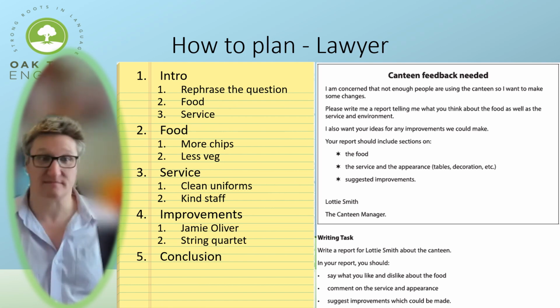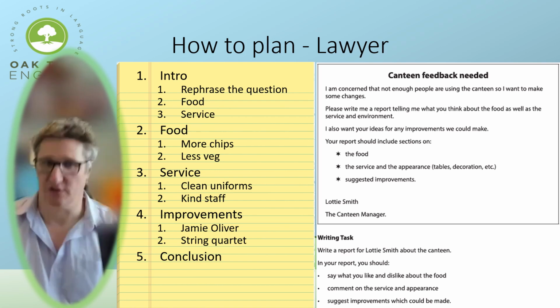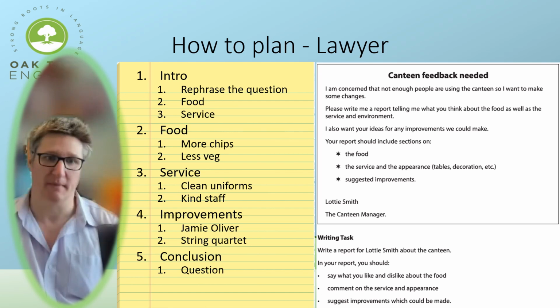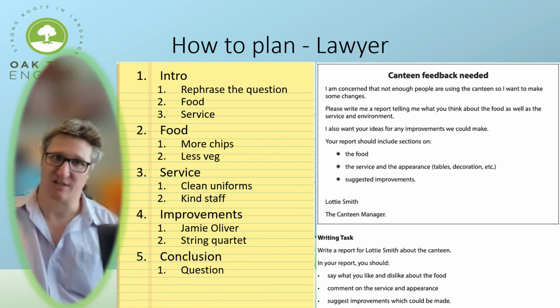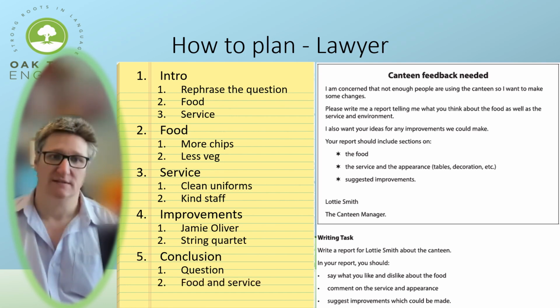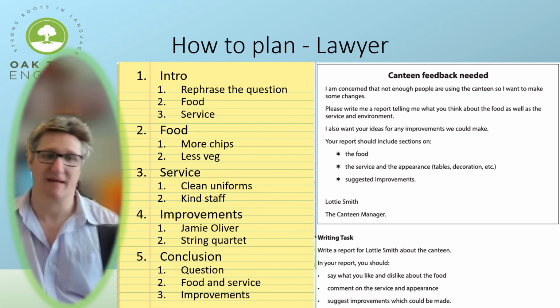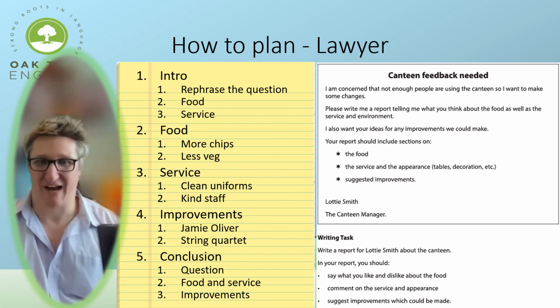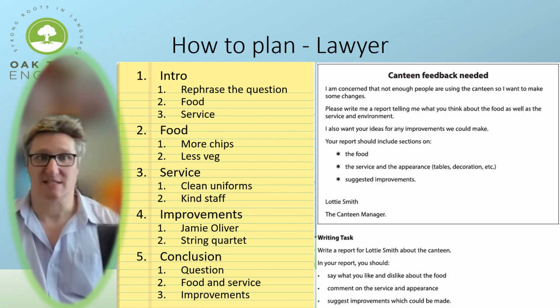No, forget it. So then you would conclude, and you would conclude by going back over what you've already said. This is where you tell them what you've told them. So you'd rephrase the question again. This is an opportunity for using extra vocabulary. You would talk about the food and the service, and you would also talk about the improvements. Just make mention of the fact that you've done them, that you've said these things. That way, there is no question in your examiner's mind that you have addressed all three of the points that you have been asked to comment on. Now, I call this planning like a lawyer.